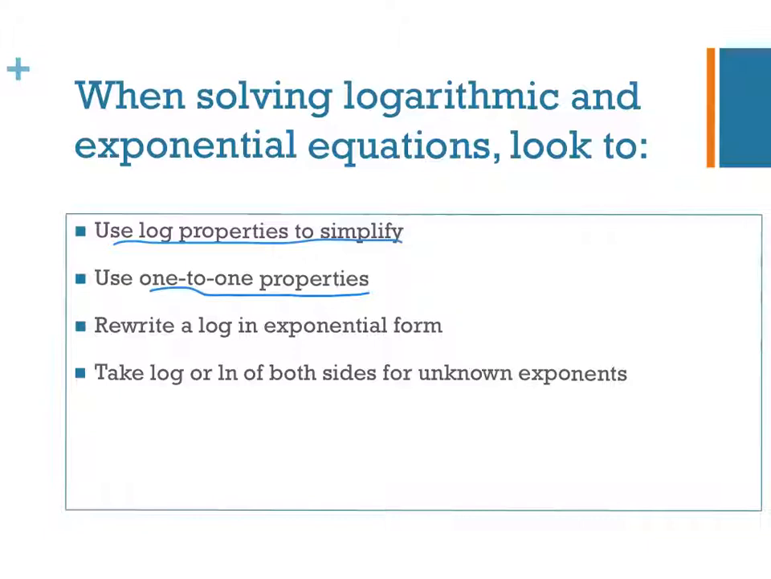If those two don't work, then we look at rewriting the equation into either exponential or logarithmic form, depending on the situation. And our very last resort, if we can't do any of the top three, is to take the natural log of both sides, which allows us to bring the exponent down, and then we solve that way. Usually this is for solving exponents only.